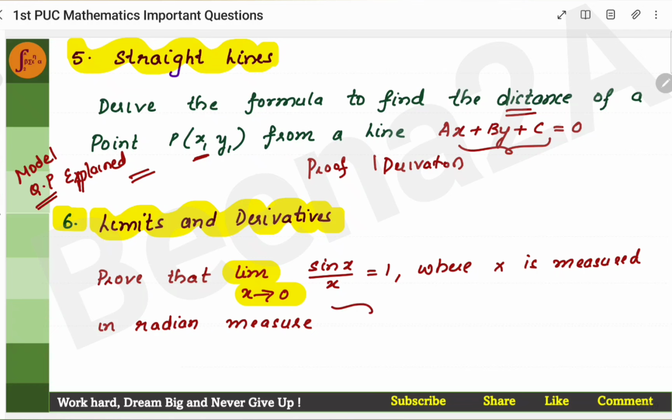Limits and derivatives, again this particular theorem. You need to be proving this particular theorem using the sandwich theorem. Using the sandwich theorem, you have to prove this one. Again, this is a fairly simple one. You should be able to learn this easily.